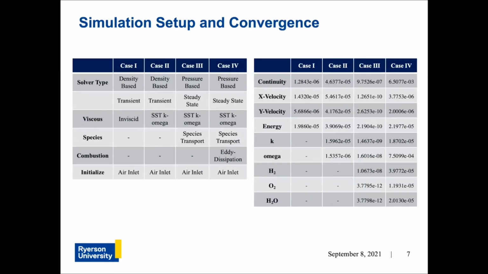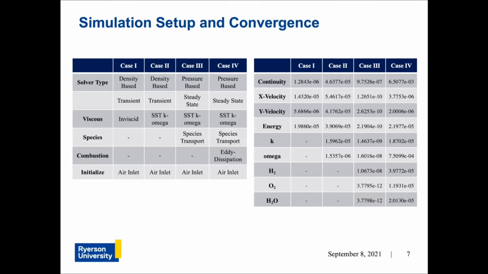Cases 1 and 2 with no hydrogen injection were simulated with the density-based transient solver, whereas cases 3 and 4 with hydrogen injection and with combustion were simulated with a pressure-based steady-state solver. The shear stress transport, or SST, k-omega turbulence model was applied to all viscid cases. The injection of hydrogen species in cases 3 and 4 was modeled with species transport, and the combustion model in case 4 is the eddy dissipation model.